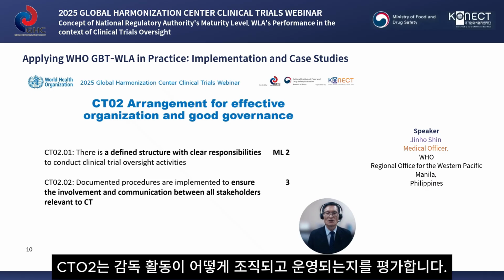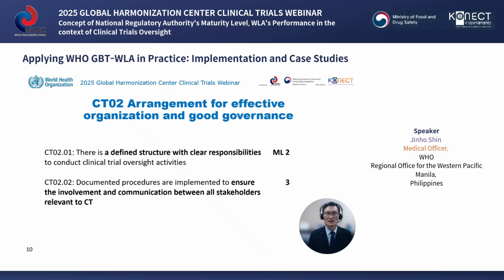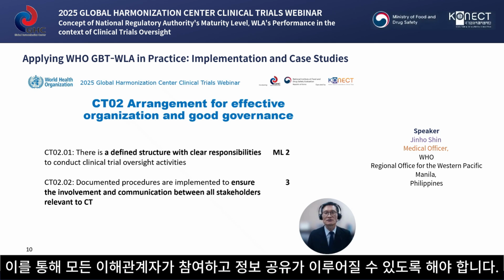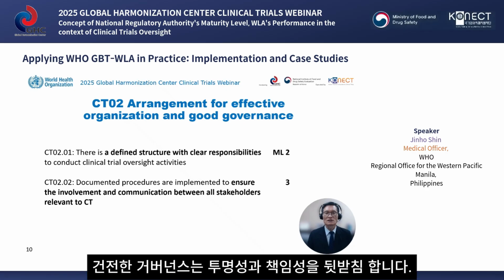CTO2 looks at how oversight activities are organized and governed. There should be a clear structure with defined responsibilities and procedures to ensure all stakeholders are involved and informed. Good governance supports transparency and accountability.